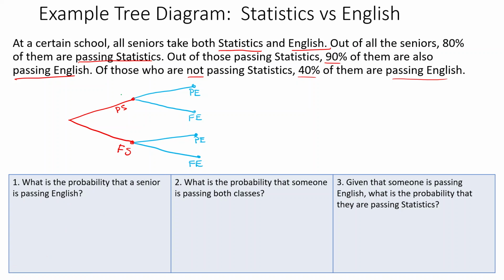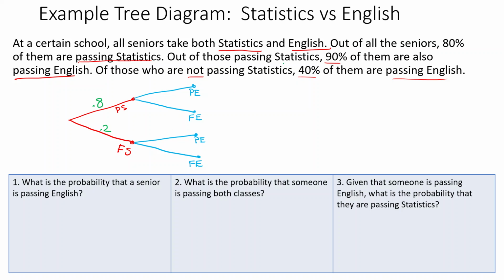And let's see if we can put the probabilities on our tree here. So, probability of passing statistics. Out of all the seniors, 80% are passing statistics. So that means we've got 0.80 here to get the passing statistics. That means the rest of them, 1 minus 0.80 is 0.20 or 0.2. 20% would not be passing statistics, so they'd be failing.